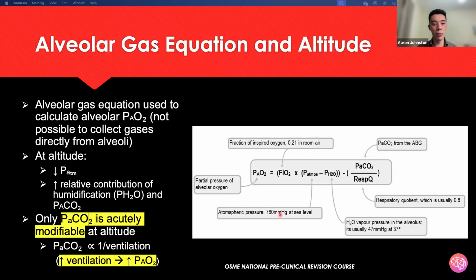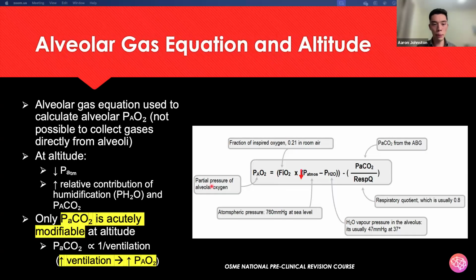So you probably are sick of seeing this equation by now, but this is the alveolar gas equation. And reminder that the alveolar gas equation is a way to estimate the partial pressure of oxygen within the alveolar gas. We cannot measure this directly, or we can't do this easily. So we basically take things that we can measure, substitute this into an equation, and this gives us an estimate of the partial pressure of oxygen in the alveolar gas.